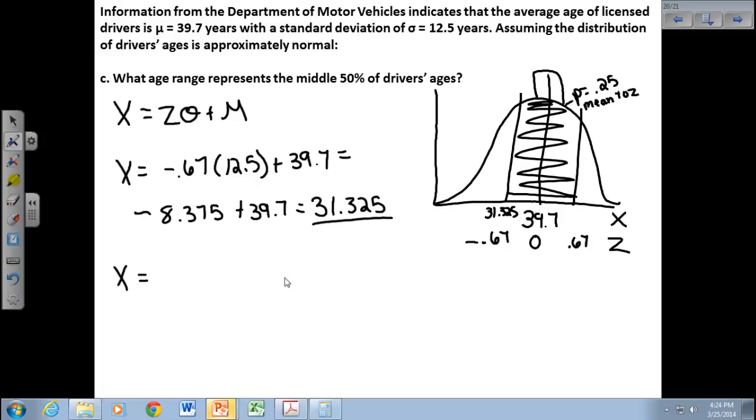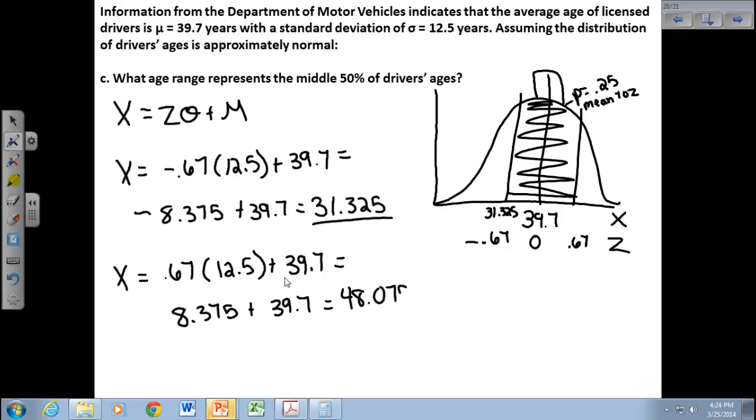Now let's find the x that's greater than the mean, to the right. So 0.67, not the negative, but just positive 0.67 times 12.5 plus 39.7. So that equals positive 8.375 plus 39.7, and you end up with 48.075. So what age range represents the middle 50% of drivers? 31.325 to 48.075.